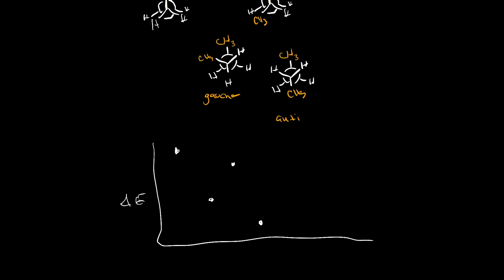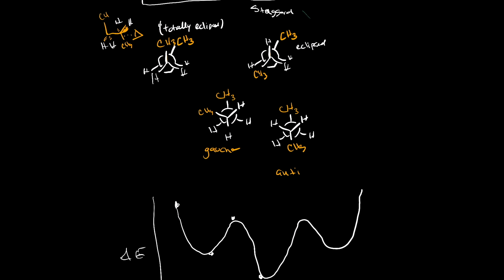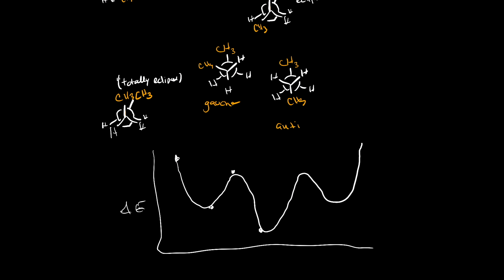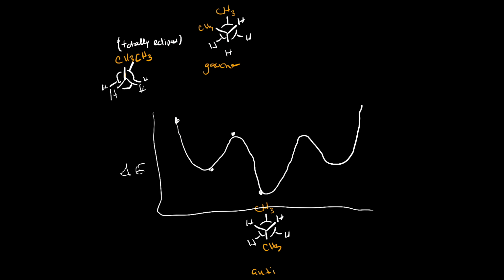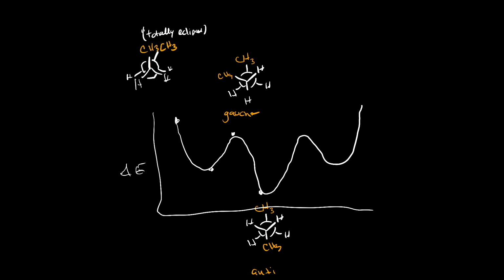Okay, and you can see that this still varies periodically. And of course it's symmetric because you can keep going around and around this circle. But this is essentially what you end up with, right? You end up with a slightly more complicated energy landscape. And I can just move these down here to see if I can get them into the positions where they belong. So that's the totally eclipsed.